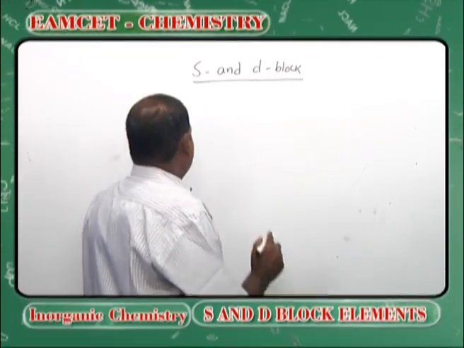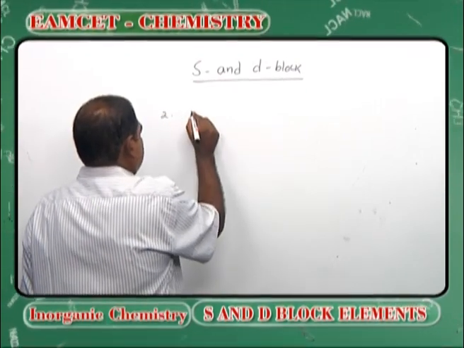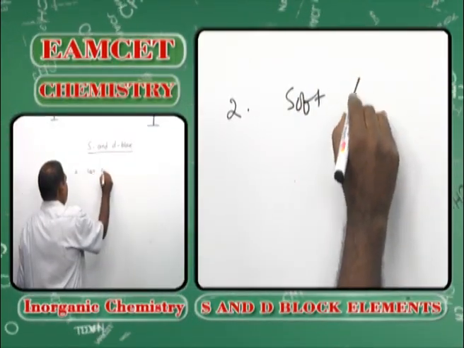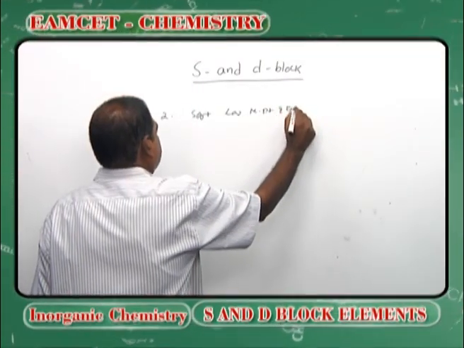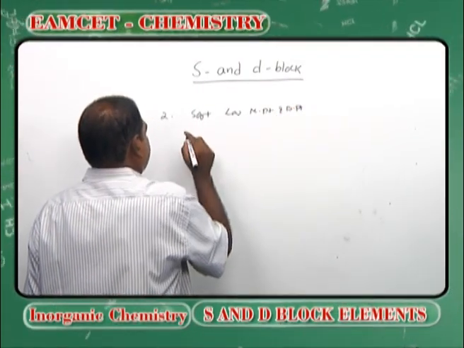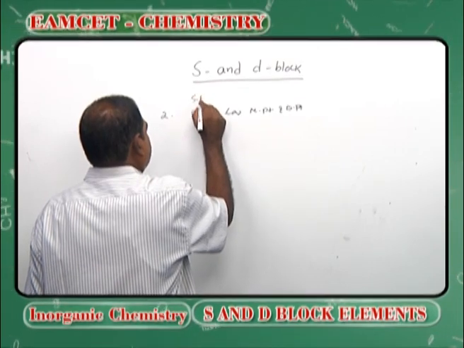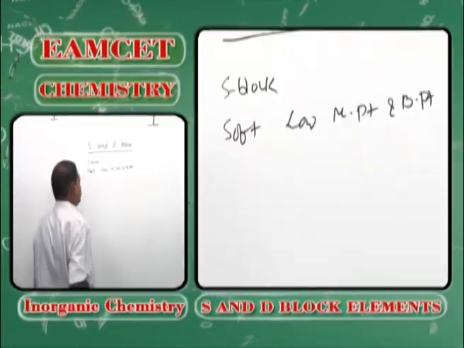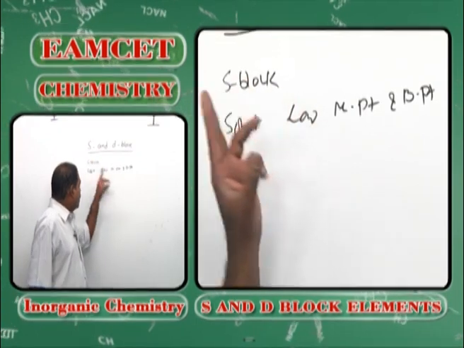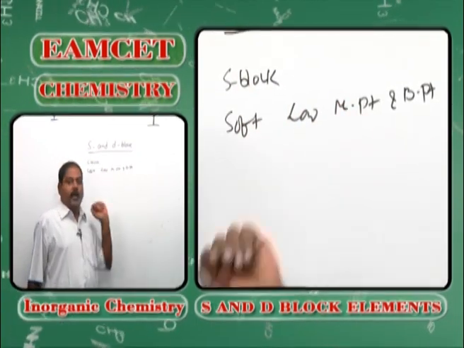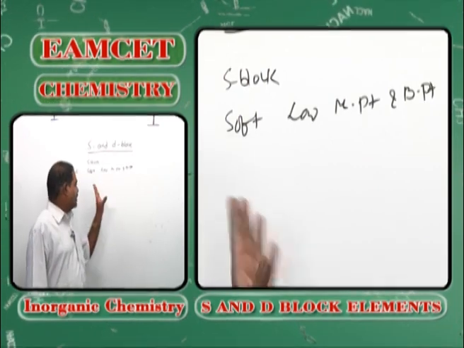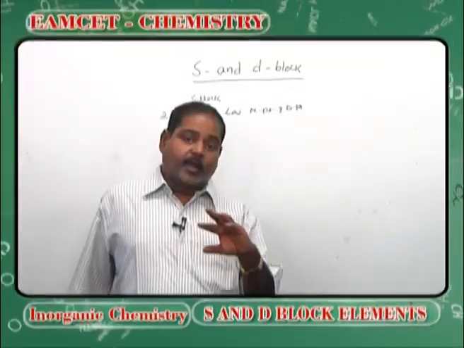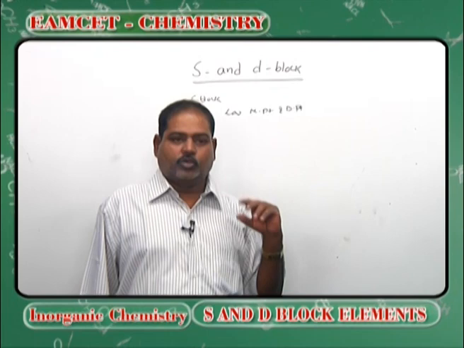Okay. So, second point, S block elements are soft and they have low melting and boiling points. And what is the opposite? D block elements are hard and they have high melting and boiling points. The reason? Here only S electrons participate, there S and D electrons also participate.